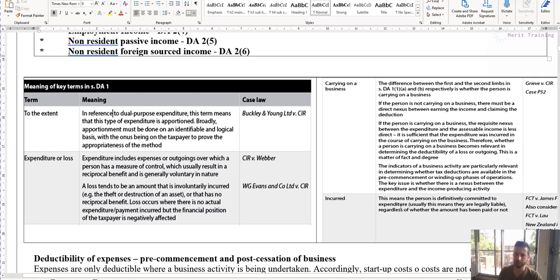And then some other definitions, so carrying on a business. We talked about some of the tests developed in case law which indicate that you're carrying on a business, so I don't think we need to go on that any further. Grieve versus Sierra was the main case in that, which developed those tests.